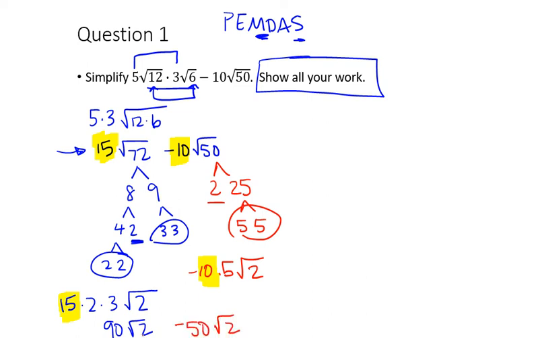Well, now I have like terms. I've got 90 square root of 2 minus 50 square root of 2. So I can just subtract these coefficients. 90 minus 50 is going to give me 40, and we just keep that same square root term. And that's it. That's your answer. So I showed all my work, broke down my square roots, simplified, and then showed my final answer after I subtracted those 2 terms.